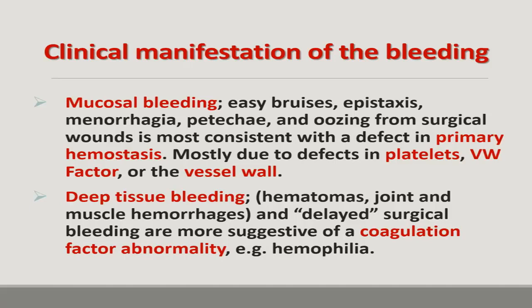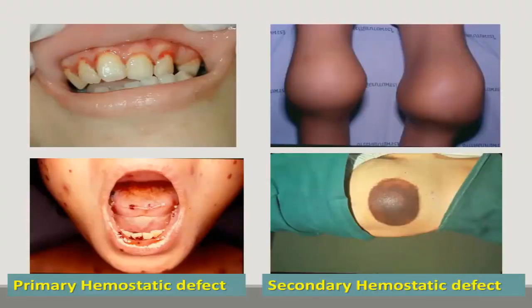Other manifestation is deep tissue bleeding in the form of hematomas, joint and muscle hemorrhage, with delayed surgical bleeding. These are suggestive of coagulation factor abnormalities, for example, hemophilia. In this picture, you can see primary hemostatic defect. Here, the patient has a mucocutaneous bleeding, while on the right side, as you can see in the picture, there is either joint hemorrhage, causing hemarthrosis, or muscle hematoma, which is indicative of secondary hemostatic defect.